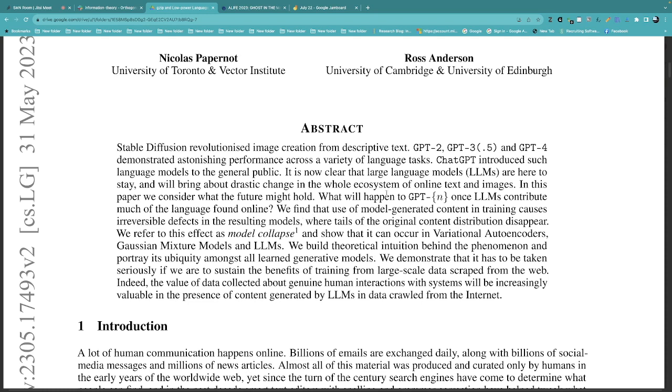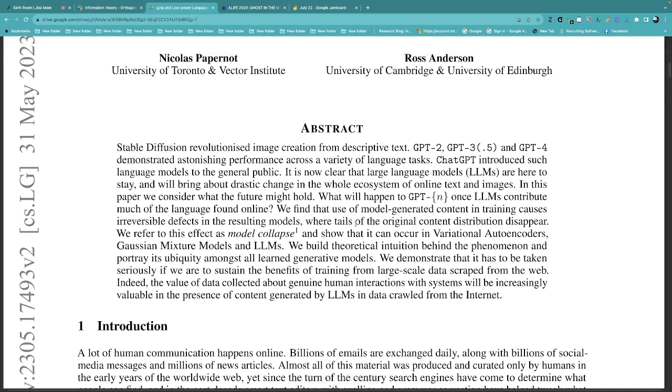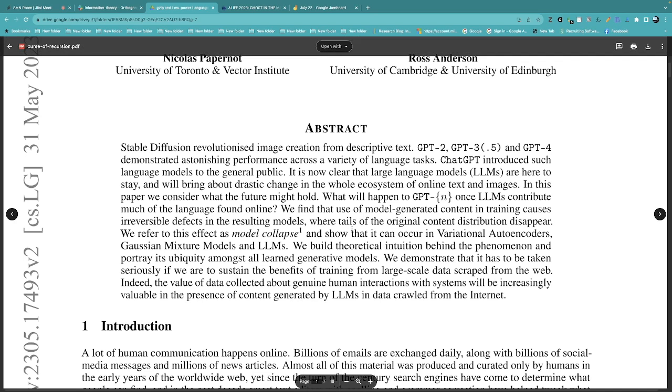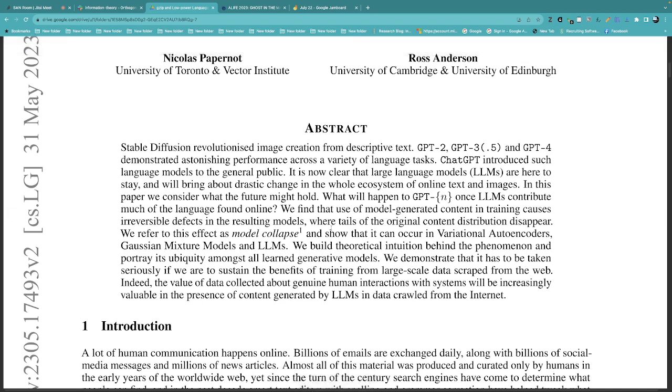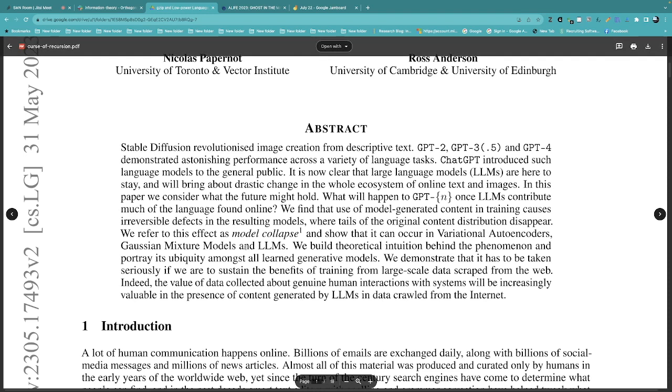And so what will happen to GPT-N once large language models contribute much of the language found online? We find that the use of model-generated content in training causes irreversible defects in the resulting models, where tails of the original content distribution disappear. So this is where you get rid of like all the diversity. We refer to this effect as model collapse, and show that it occurs in variational autoencoders, Gaussian mixture models, and large language models.